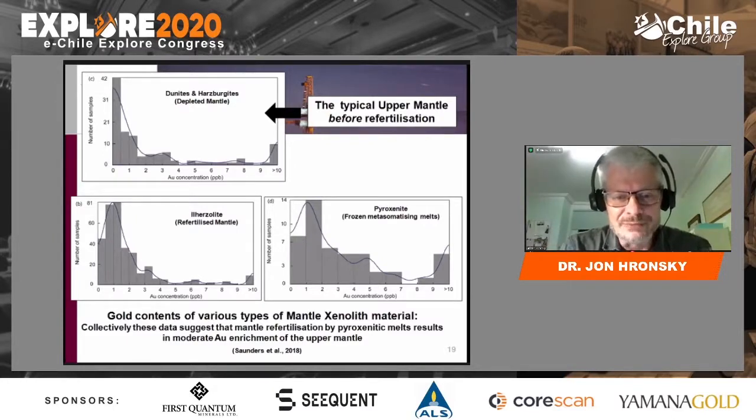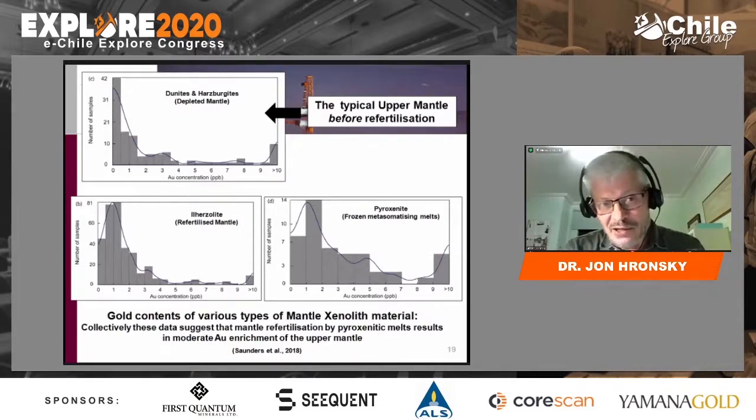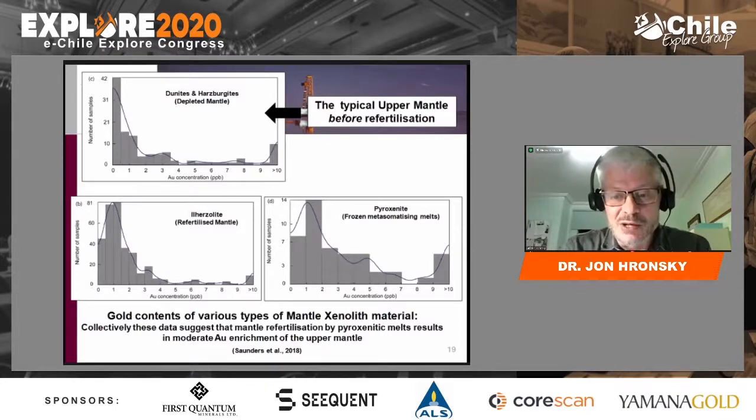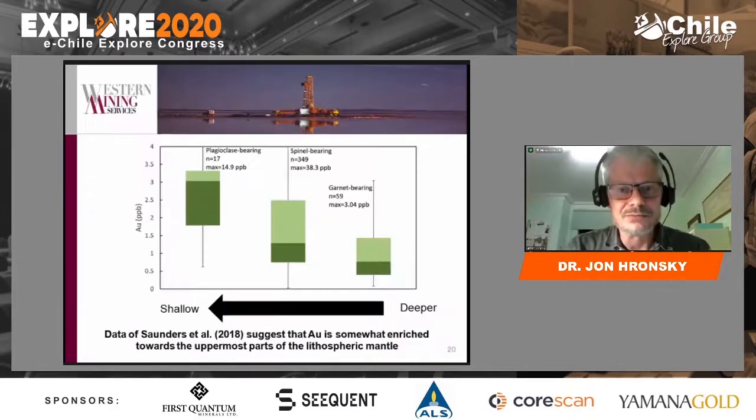So collectively, these data suggest that, consistent with our model, the depleted mantle is low in gold, and then the mantle is refertilized in gold by these pyroxenitic melts, only producing a moderate gold enrichment, but certainly we see evidence for gold enrichment. And of course, by refertilizing the mantle, it's also making it easier to melt.